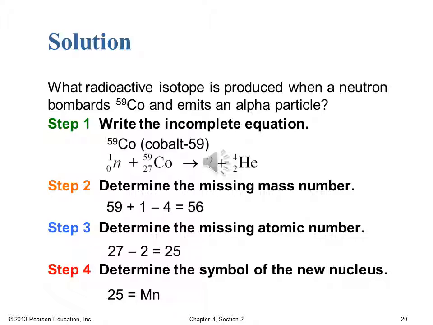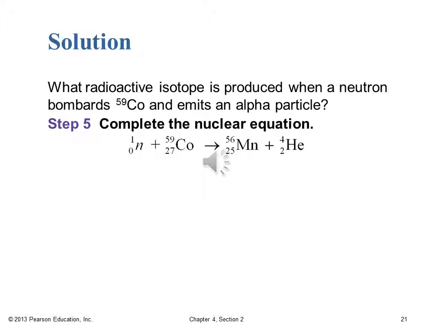Step 3, we can find the missing atomic number by looking at the left-hand side. 0 plus 27 gives a total of 27 on the left. We already have 2 protons on the right as part of that helium nucleus in the alpha particle, and therefore we need 27 minus 2, which gives us 25 as the missing atomic number. When we look at the periodic table, we find that element 25 is manganese, so that's the symbol of our new nucleus produced. And now we're ready for step 5, our final step, writing that complete balanced nuclear equation.